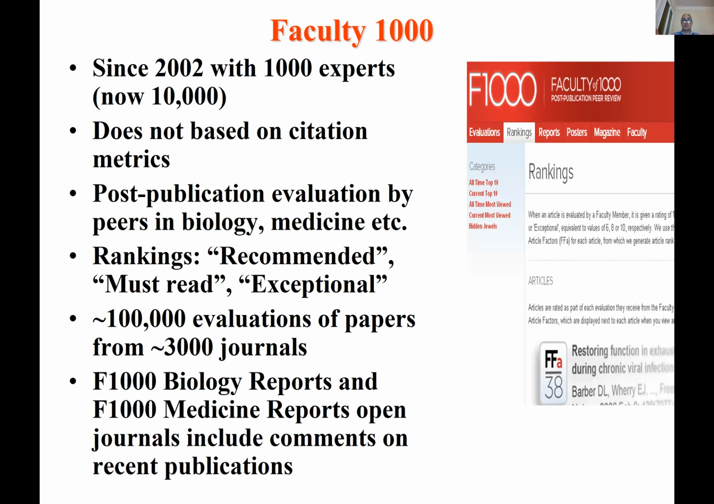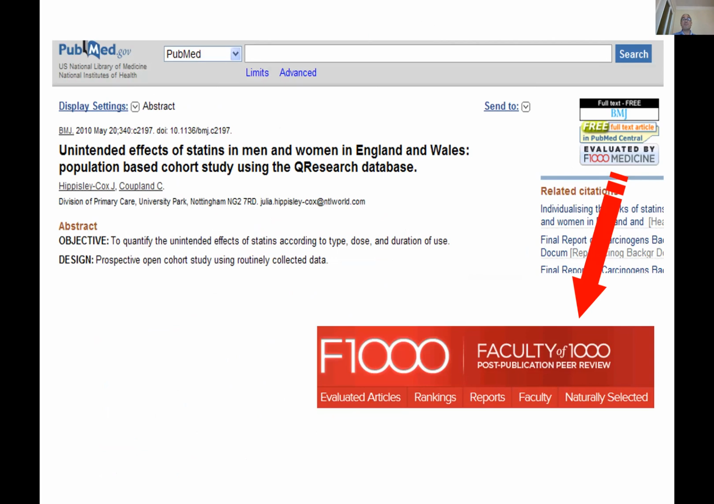The idea was to select articles and recommend them as recommended, must-read, and exceptional. So again, it is a semi-quantitative system of evaluating the so-called quality of articles, based on the opinion of 1,000 experts. Initially it was 1,000, nowadays it's more, and they have their own database of evaluated journals, widely promoted. And you see that even the PubMed platform promotes these articles, with their references in the Faculty 1000 platform.